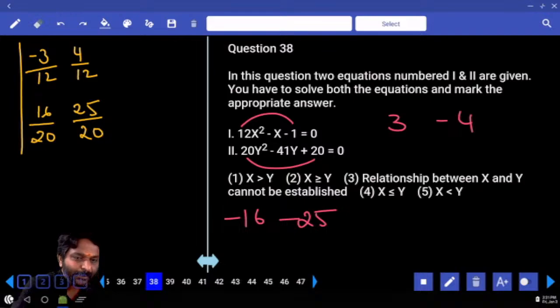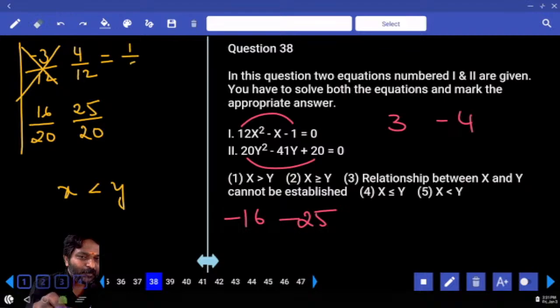Is it okay? First of all, this is a negative number and y values are positive numbers. X is less than y. This is concluded. Forget about it. Okay. How much is this? First of all, this is a proper fraction. This is an improper fraction. X is less than y condition satisfied.